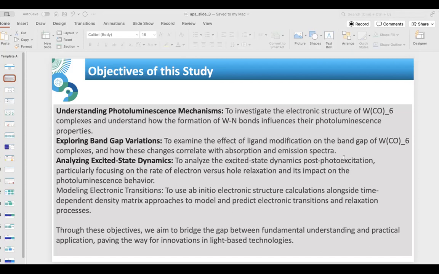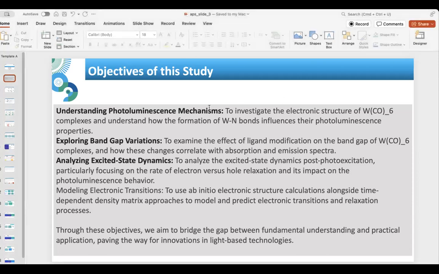The creation of a new energy state with reduced band gaps could result in materials with improved performance characteristics, and we are able to use them for different applications.